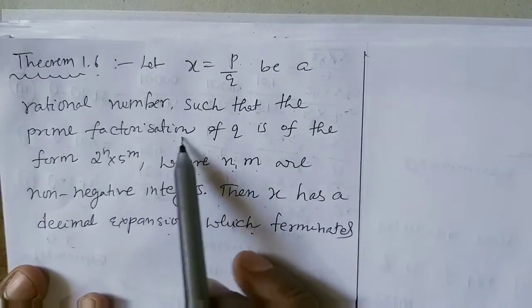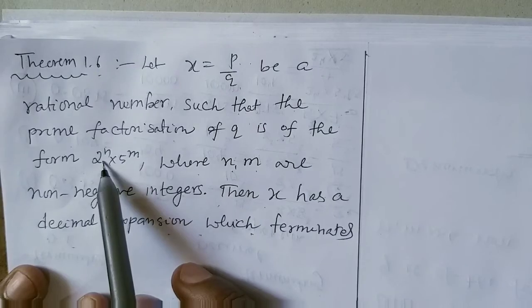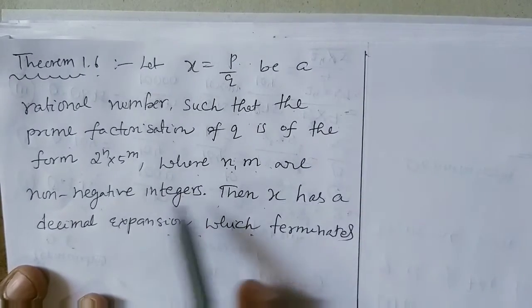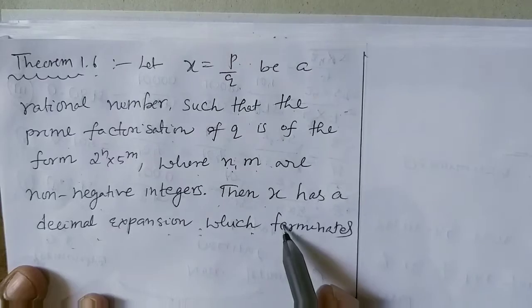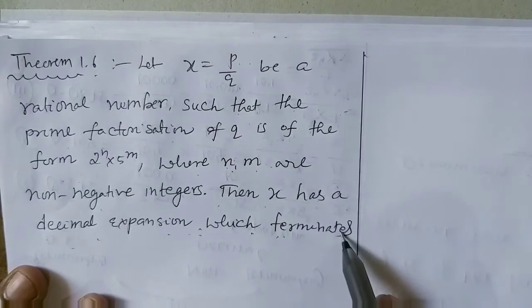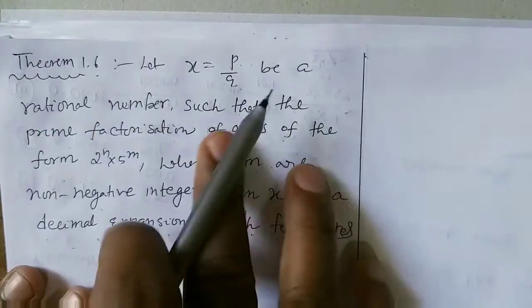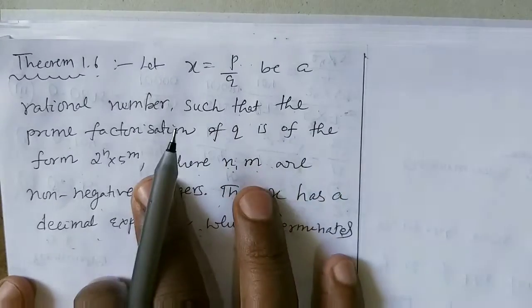If you see the factorization of q, suppose 2 power n into 5 power m, where m comma n are non-negative integers, then x has a decimal expansion so that it terminates. This is theorem 1.6, which is the converse of the first theorem 1.5.